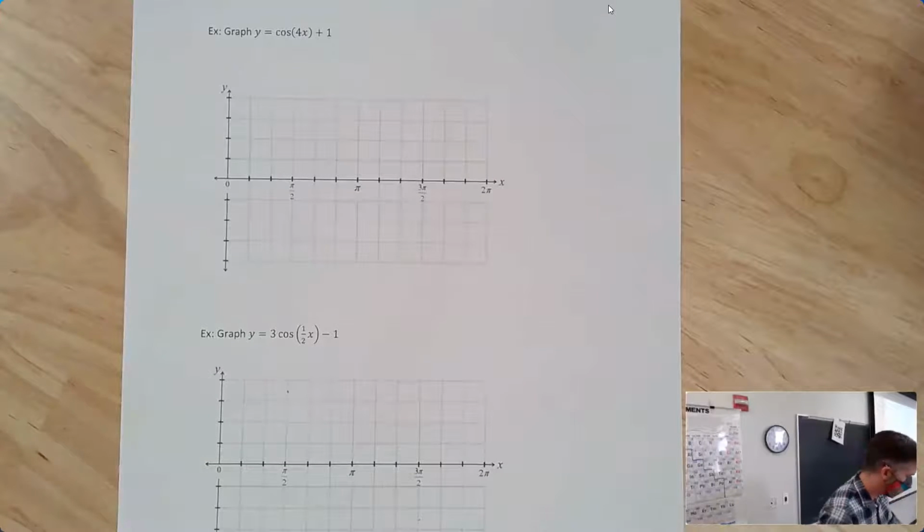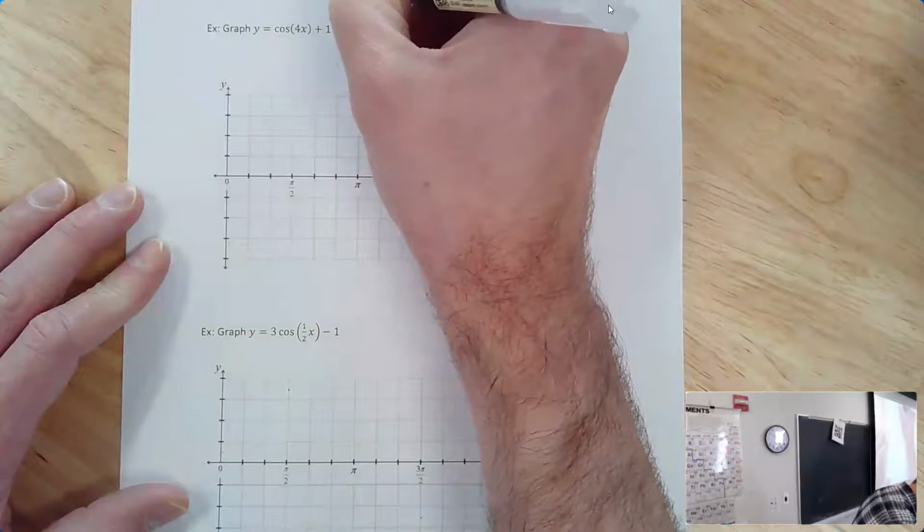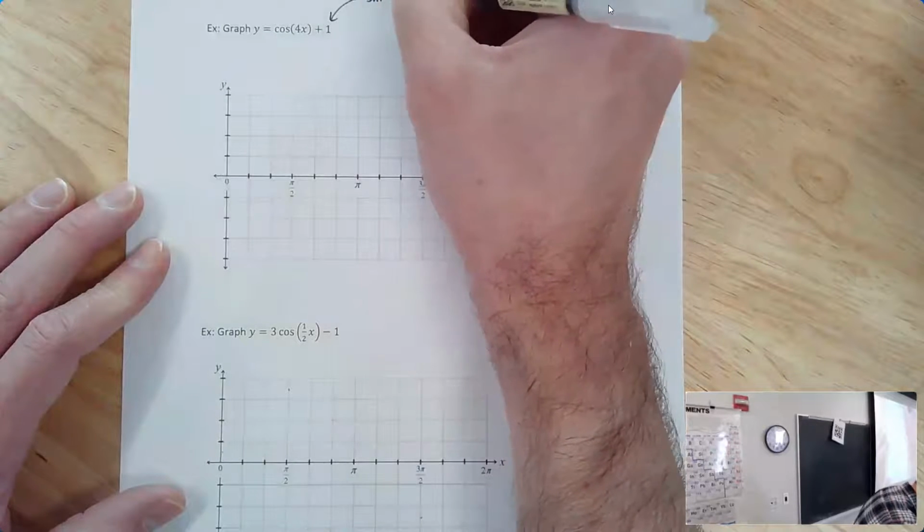So now we have y equal to cosine of 4x plus 1. Here we have a couple things going on. We have a shift up by 1.